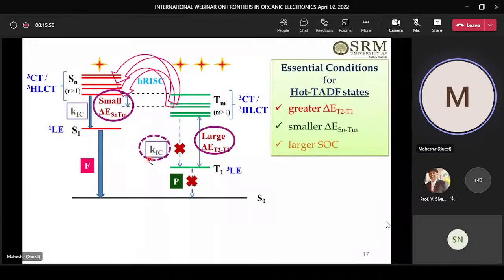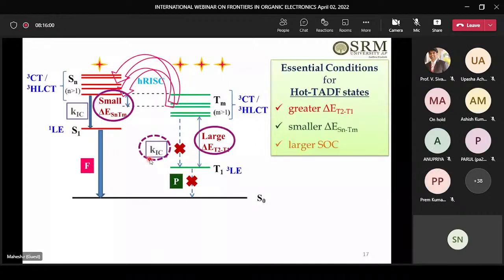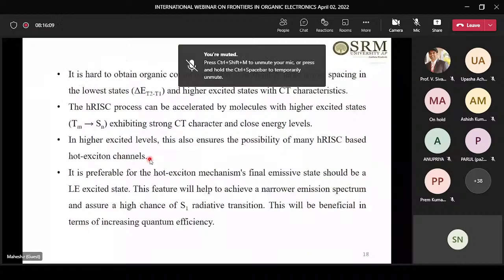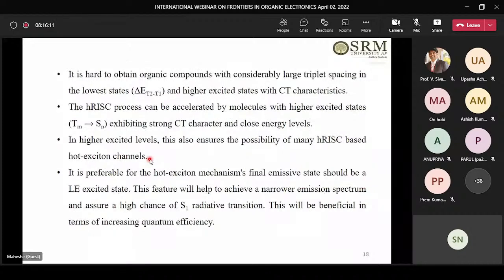In the case of traditional TADF, we mostly rely on the S1 and T1 states, but if we can design molecules which have a smaller energy gap between higher singlets and higher triplet states, we will have many potential channels for the up conversion. But the great difficulty associated with such molecules is that it is very difficult to design molecules with a large energy gap between the T2 and T1 states, and at the same time a smaller energy gap between higher singlet states and higher triplet states.